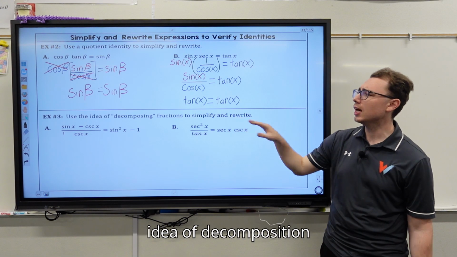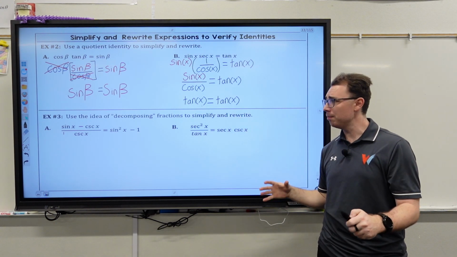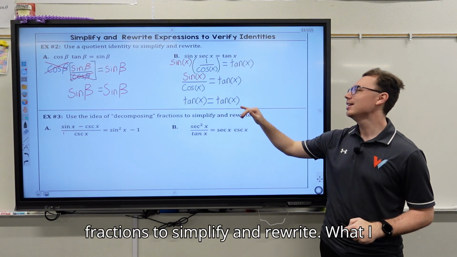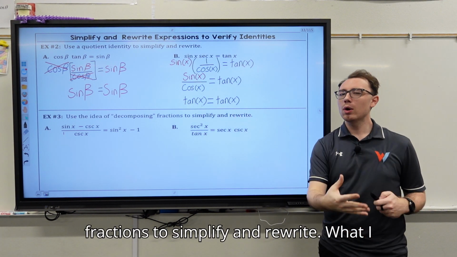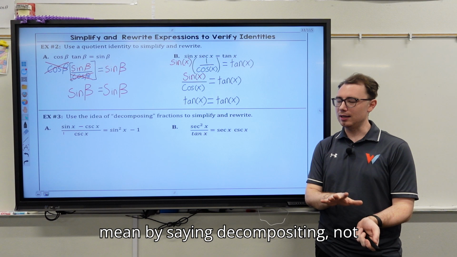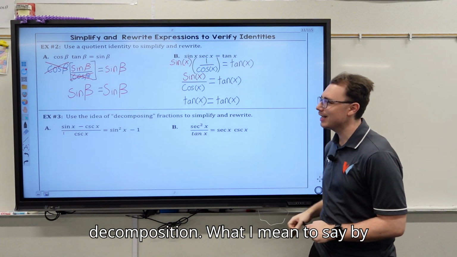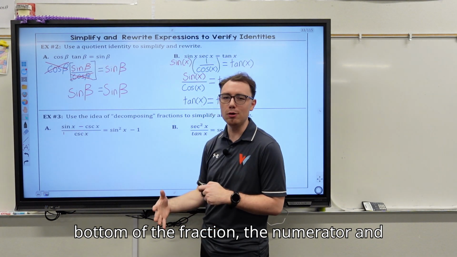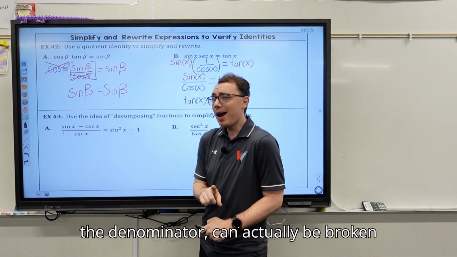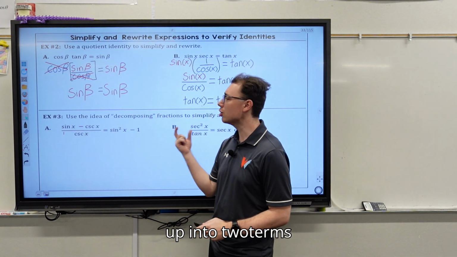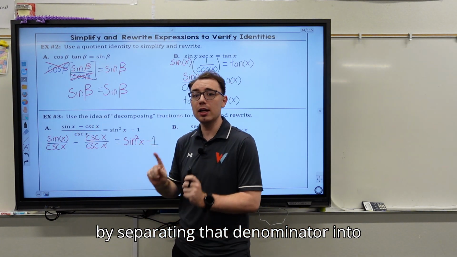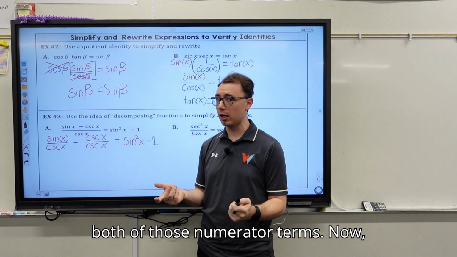Let's take a look here at example 3 now. We want to use the idea of decompositing fractions to simplify and rewrite. What I mean by decompositing, not decomposition, is see how this top and bottom of the fraction, the numerator and the denominator, can actually be broken up into 2 terms by separating that denominator into both of those numerator terms.